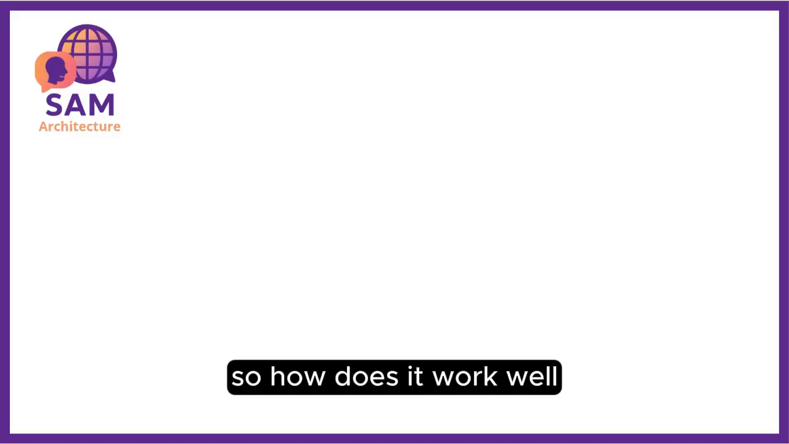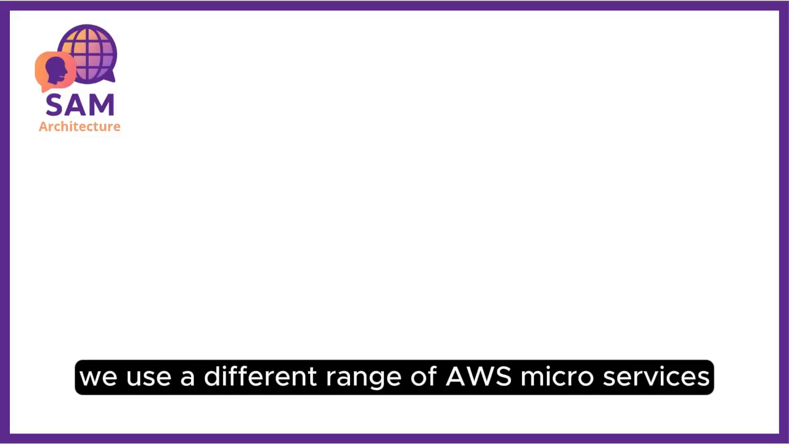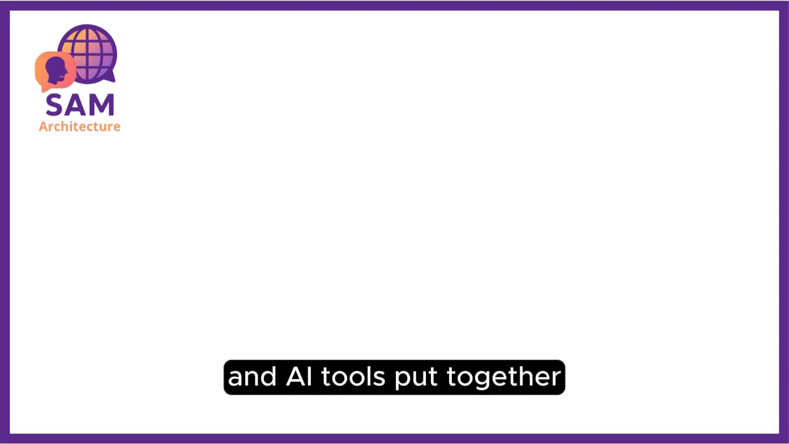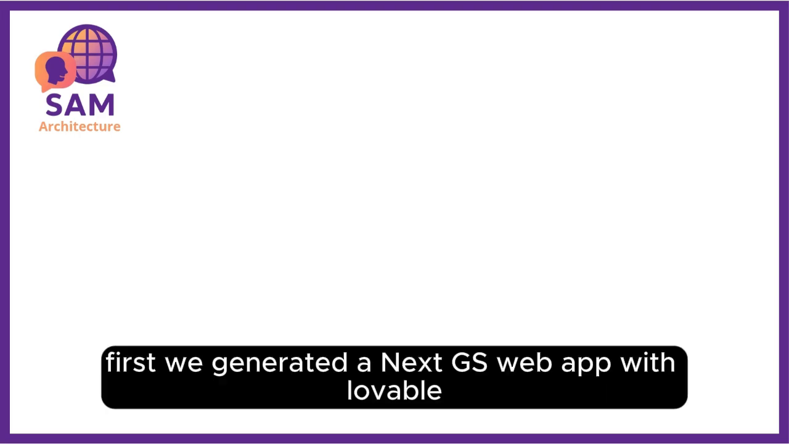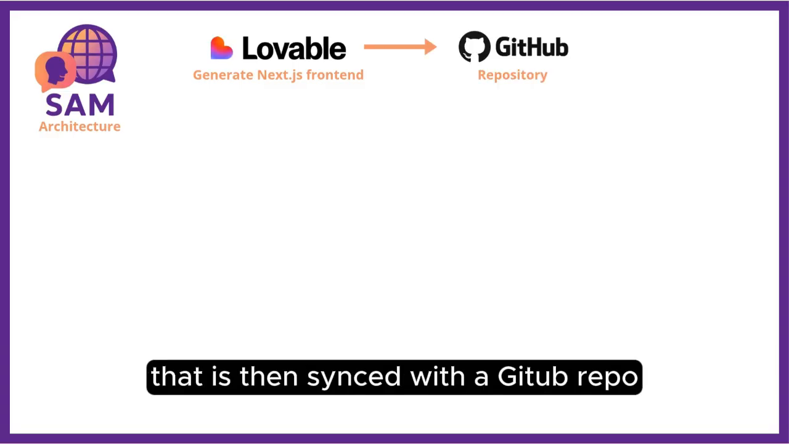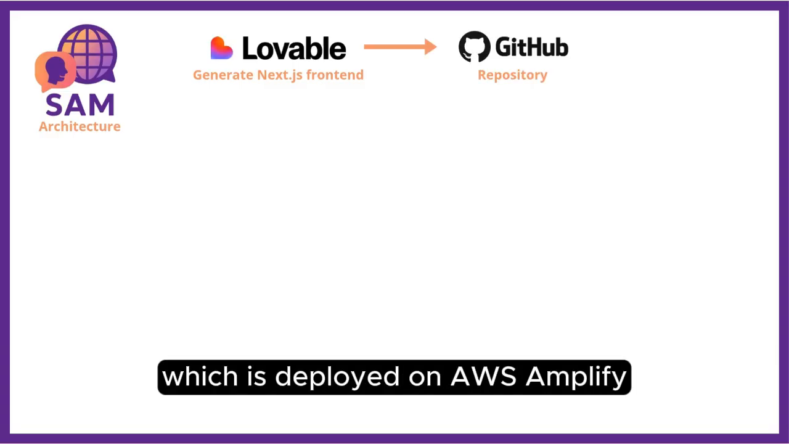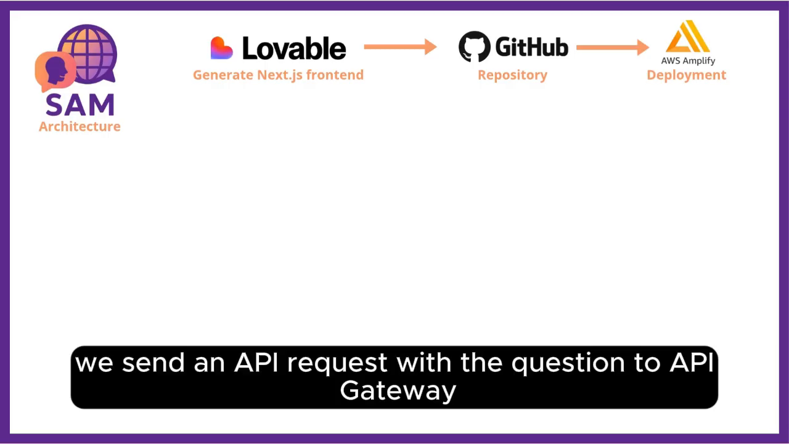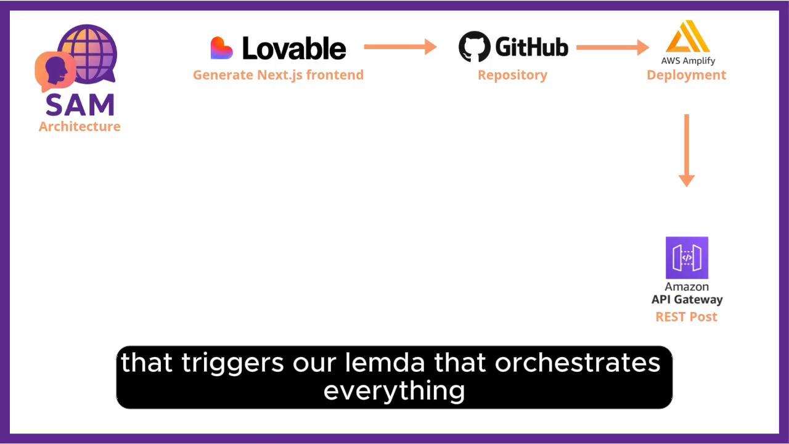So how does it work? Well, we use a different range of AWS microservices and AI tools put together. First, we generated a Next.js web app with Lovable that is then synced with a GitHub repo, which is deployed on AWS Amplify. We send an API request with the question to API Gateway that triggers our Lambda that orchestrates everything.